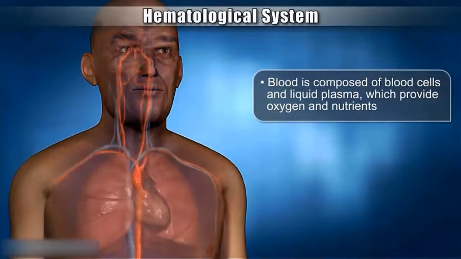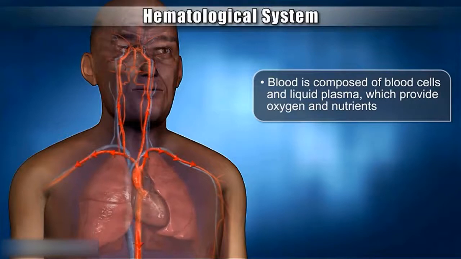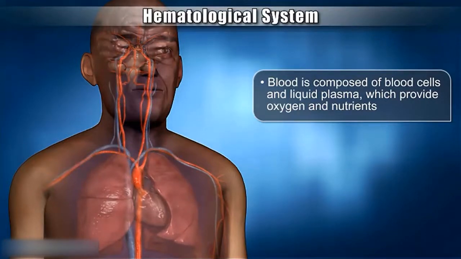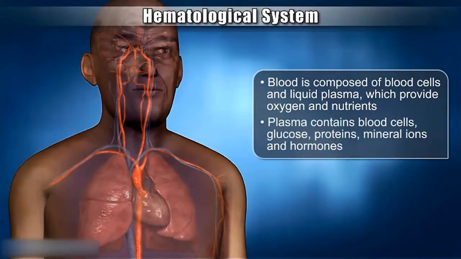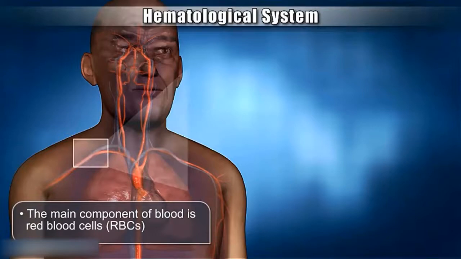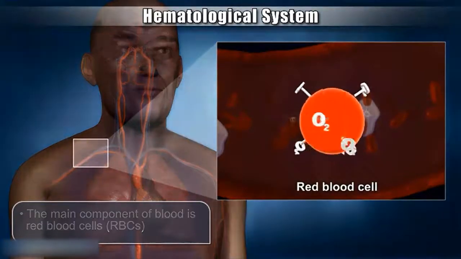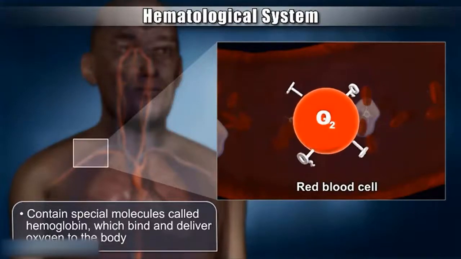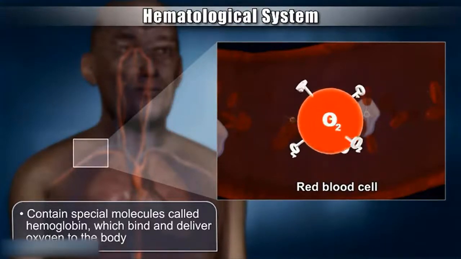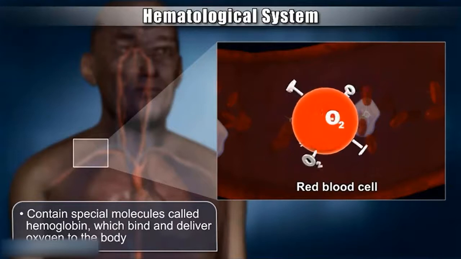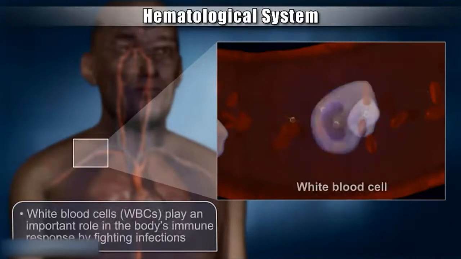Hematological system. Blood is one of the body's many organ systems. It is composed of blood cells and liquid plasma, which provide oxygen and nutrients throughout the body. Blood plasma contains blood cells, glucose, proteins, mineral ions, and hormones. The main component of blood is red blood cells, or RBCs. These cells contain specialized molecules called hemoglobin, which bind and then deliver the oxygen to various parts of the body.